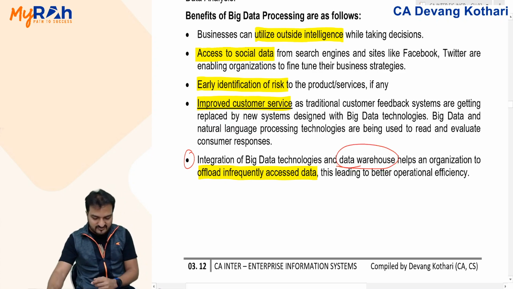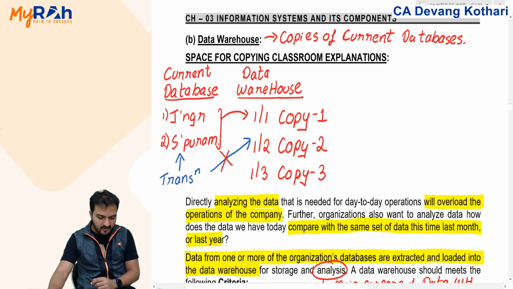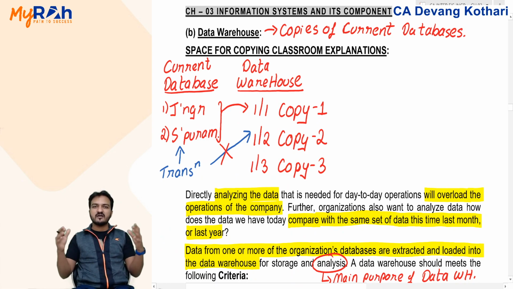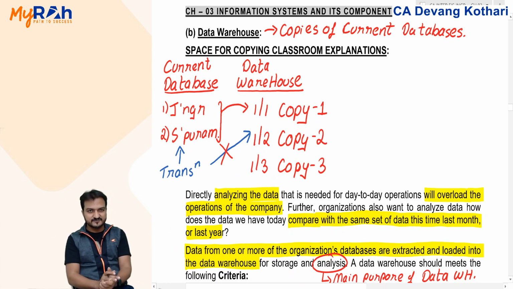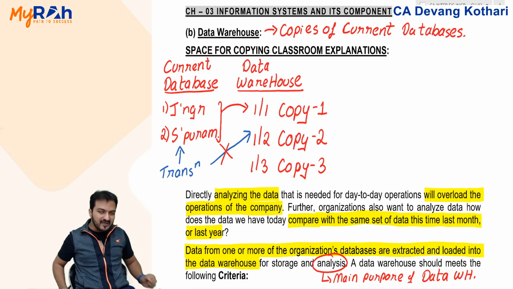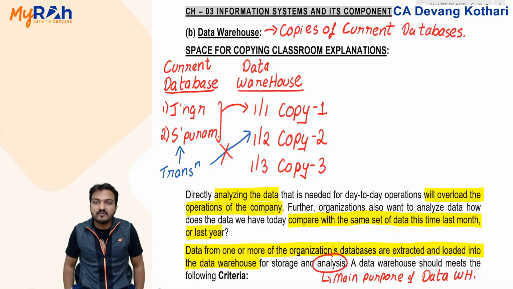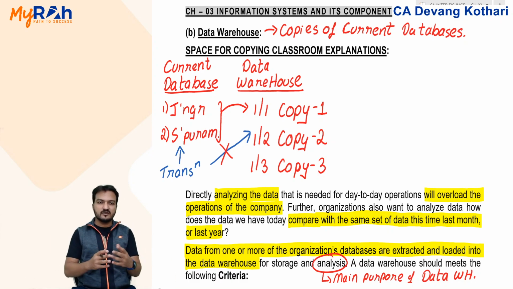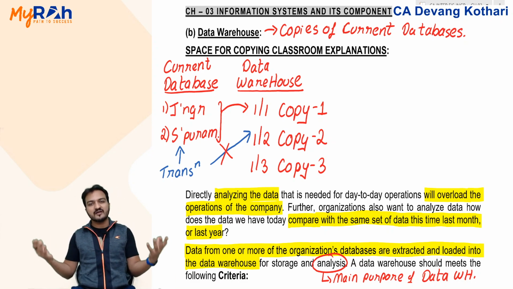What is data warehousing? That was our next point. Data warehouse is basically a database of databases. Remember, database means what? Database means collection of data. Then data warehouse is a collection of databases.